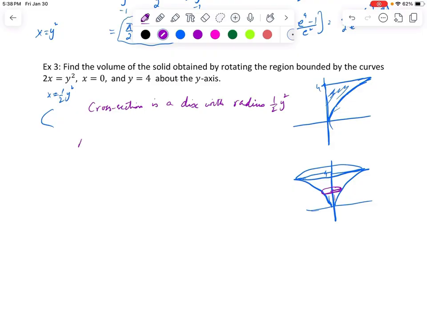So the area will be equal to pi times 1/2 y squared, whole squared, which will be pi times 1/4 y to the 4, or pi over 4 y to the 4. So the volume will be, with limits, where are the limits going? The limits are on the y-axis, so they go from 0 to 4.